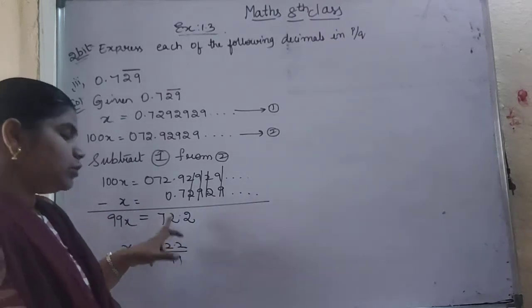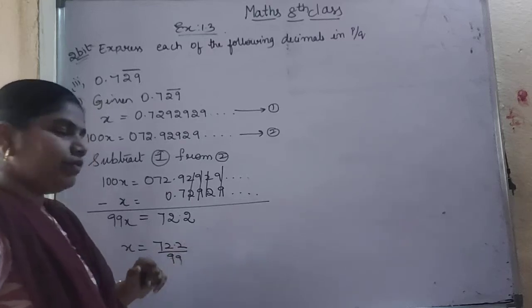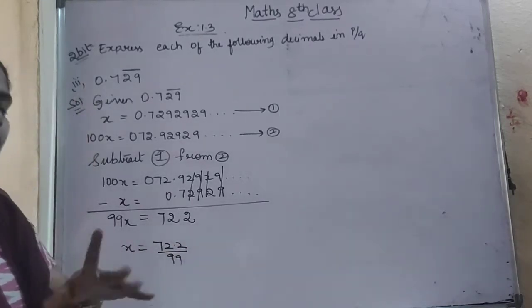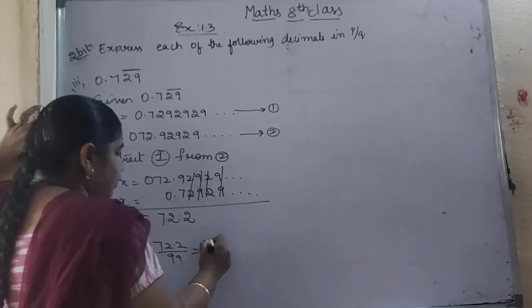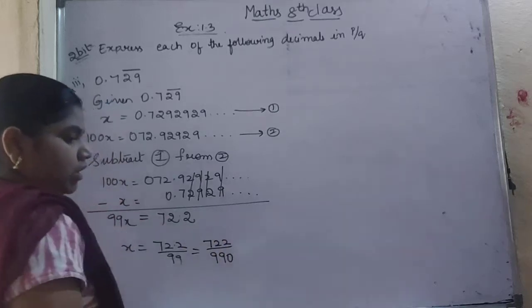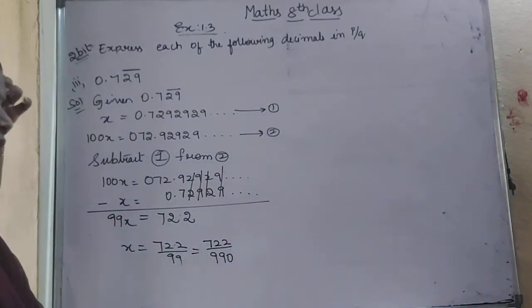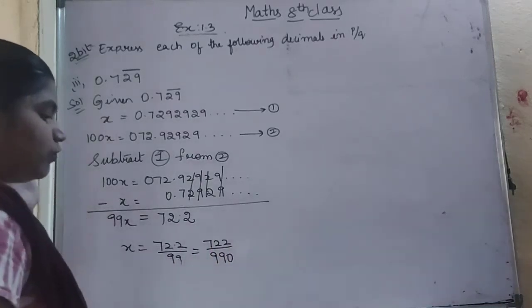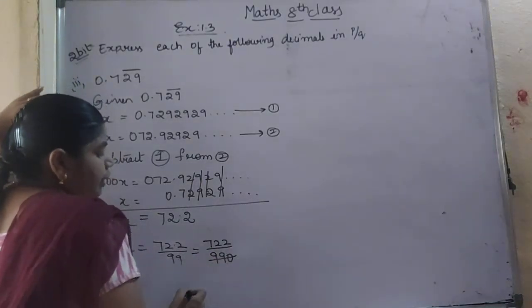Now I am removing this point. So after the point you are having only one digit. So after removing this point, in the denominator you will get 10. So we will write it in the form of 722 by 990. So this is also in the form of p by q, or you can simplify more here. We can convert into simplest form. So I am cancelling in the 2 table.